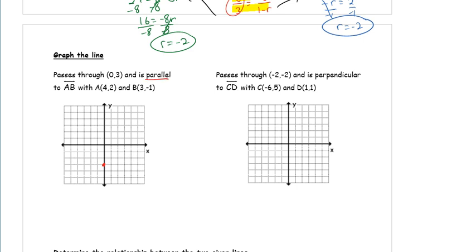Make sure you guys have this problem finished for tomorrow. Find the slope. I'll be checking for that, or I'm sorry, for Monday, depending on what day you do it this weekend.